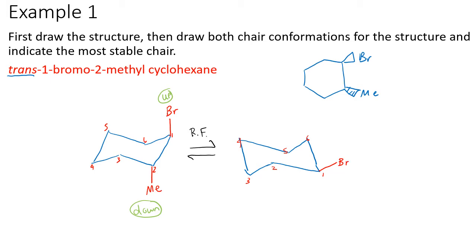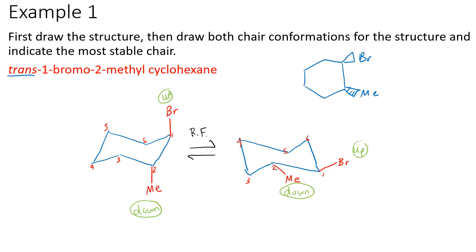Position number 2, methyl was pointed down. And we still want it to point down because we still want the two groups to be trans to one another, but it was axial. So now it will become equatorial. And the equatorial down position will be right here at number 2. So the up face and the down face do not change when you do a ring flip. Only axial becomes equatorial, or equatorial will become axial.